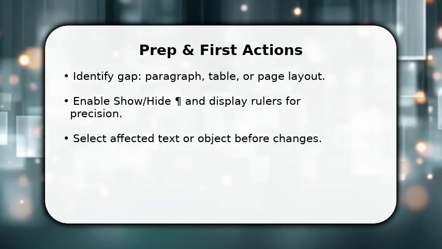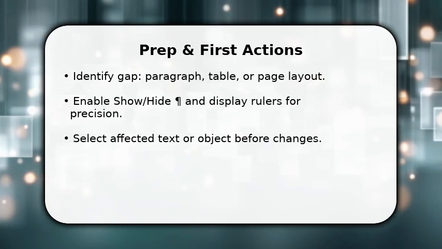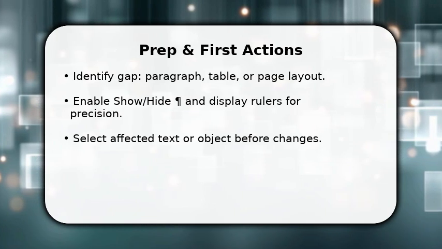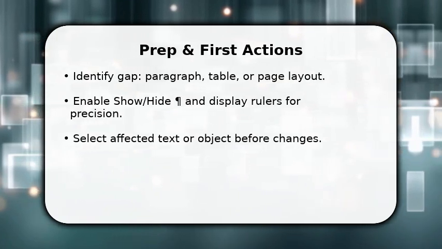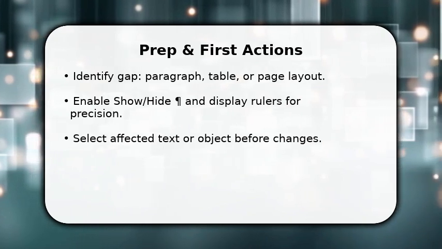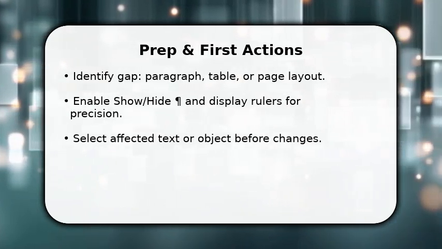You start by finding the gap and choosing the right target. Is it paragraph spacing, a table cell, or an extra page? Turn on Show/Hide to reveal hidden breaks and enable rulers for exact measurement. Once done, select the paragraph or object causing the space so your edits apply precisely.